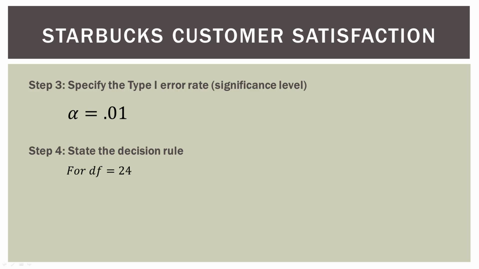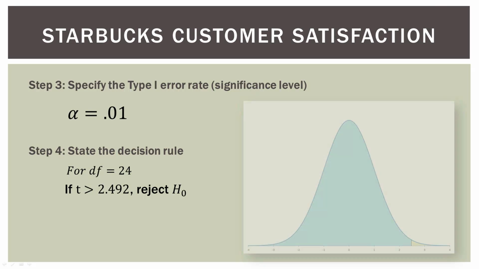So we need to go to our t-table, find the column for a one-tailed with an alpha of 0.01, find the row for 24 degrees of freedom, and when we do that, we come up with a critical t-value of 2.492. So if our test statistic is greater than 2.492, we will reject our null hypothesis.